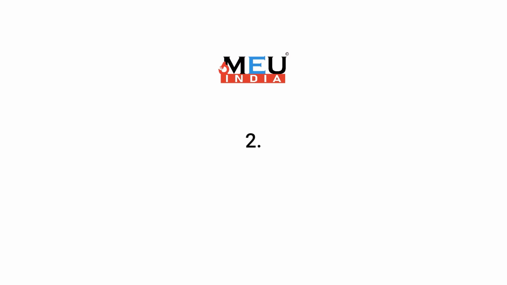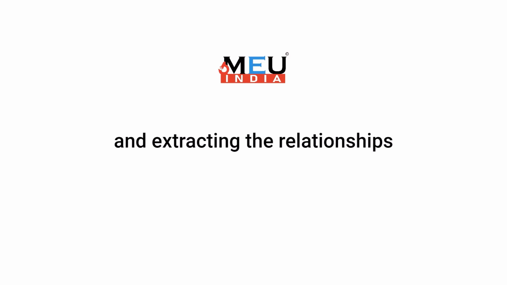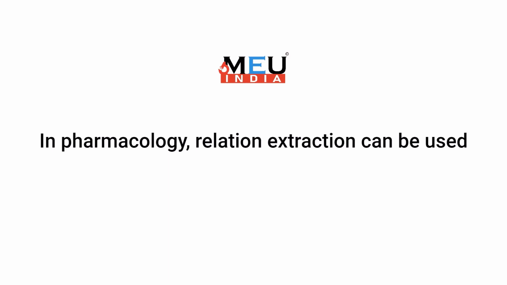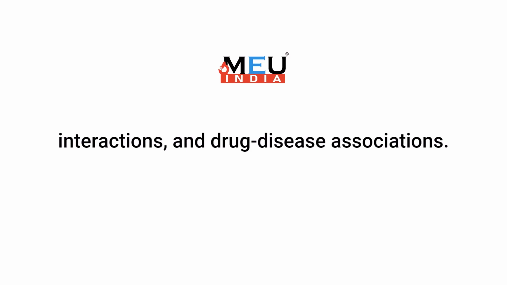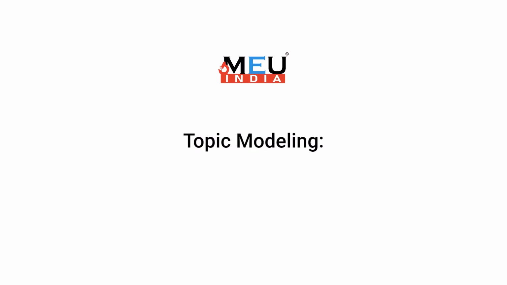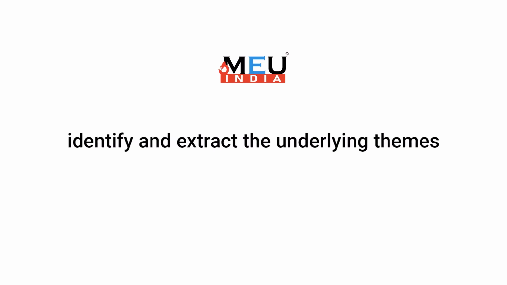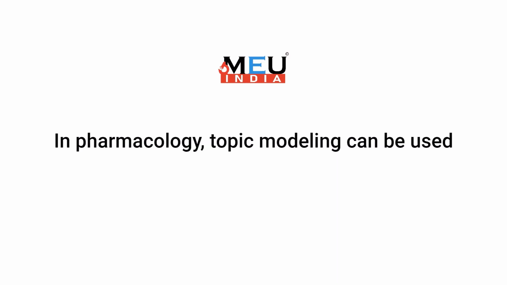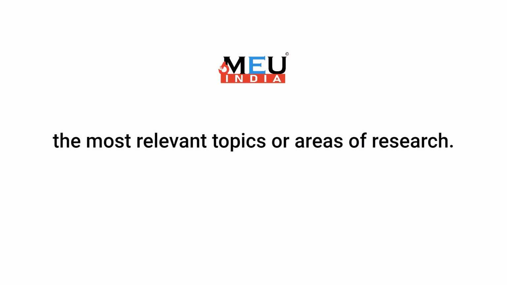Relation extraction. 2. Relation extraction involves identifying and extracting the relationships between different entities in text data. In pharmacology, relation extraction can be used to identify drug-drug interactions, drug-gene interactions, and drug-disease associations. Topic modeling. 3. Topic modeling is a technique used to identify and extract the underlying themes or topics in large volumes of text data. In pharmacology, topic modeling can be used to analyze scientific literature and identify the most relevant topics or areas of research.